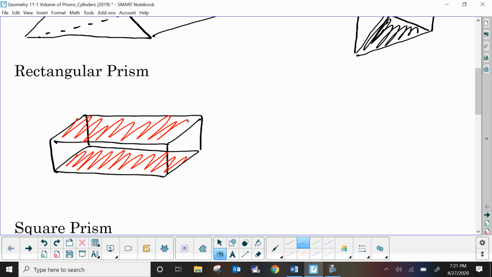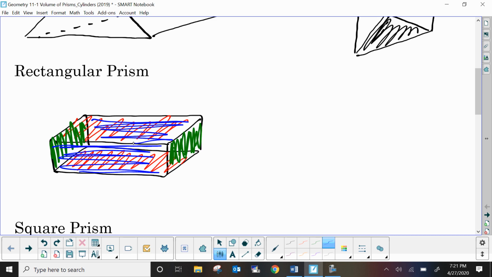All right. Now, don't be confused. These could also be the bases, right? These could be the bases because they are parallel and congruent. And the top and the bottom, I mean the sides, the front and the back could also be the bases because those are parallel and congruent. So when it comes to a rectangular prism, you have multiple choices to be your bases based on which rectangles you are picking to be the base.